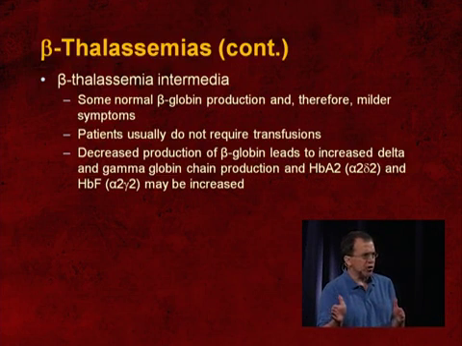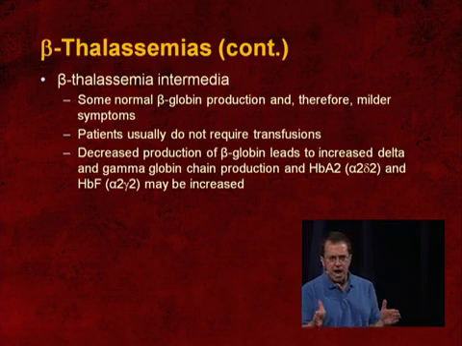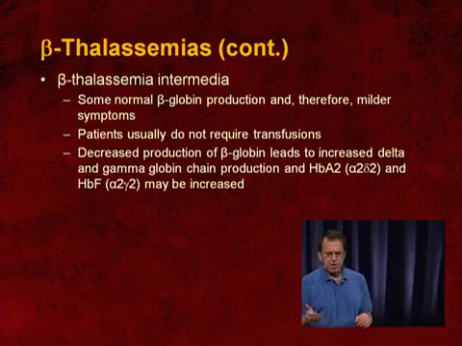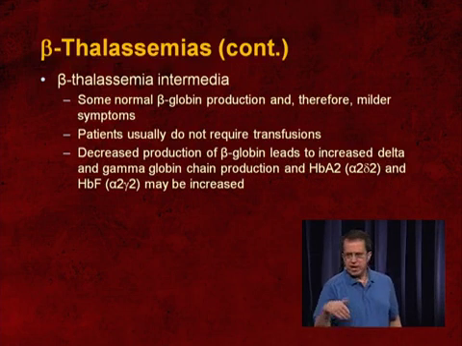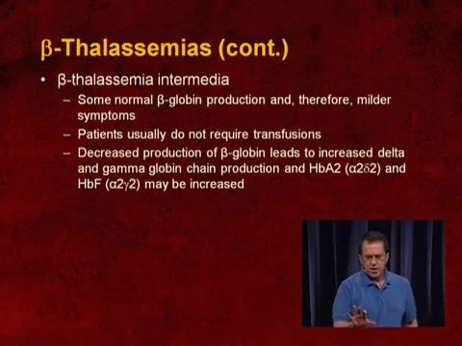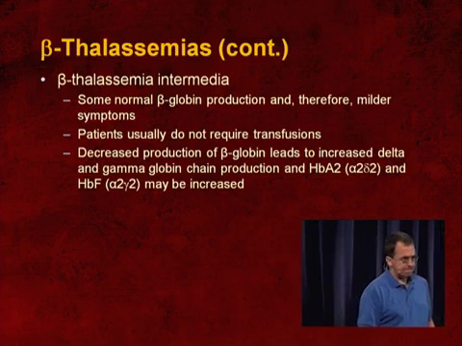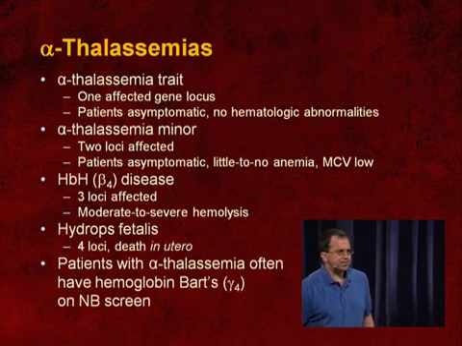Okay, we said in major, you're not making any beta. So if you're not making any beta, you're not going to see any hemoglobin A, right? Alpha 2, beta 2, the normal hemoglobin. If you see a little bit of A and you haven't been transfused, then you fall into this category called intermedia. Okay? All right.